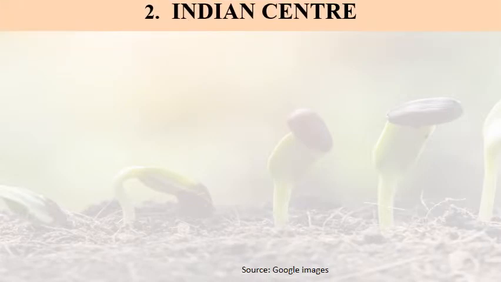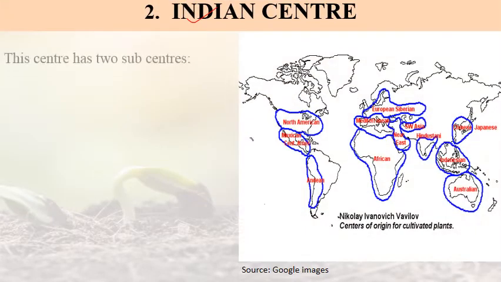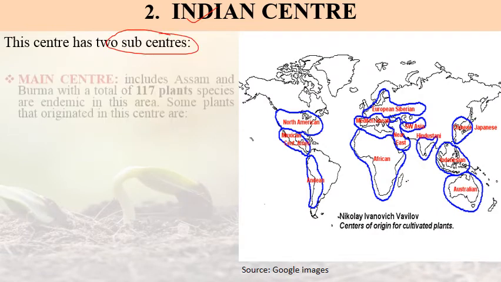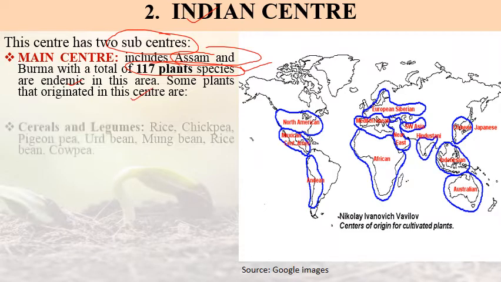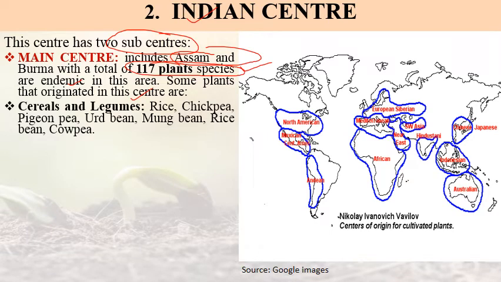Next we have the Indian center. So it is divided into 2 sub-centers. Firstly we have the main center, which includes Assam and Burma with a total of 117 plant species, जिसमें कि 117 species हैं which are endemic in this area, means वो यहीं पे पाई जाती हैं. And some plants that originated in this center are cereals and legumes like rice, chickpea, pigeon pea, urad bean, mung bean, rice bean, cowpea, etc.